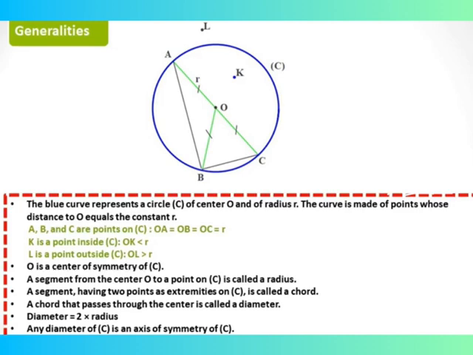First of all, the blue curve represents a circle C of center O and radius R. This curve is made of points whose distance to O equals the constant R. Then A, B, and C are points on C. OA equals OB equals OC equals R.